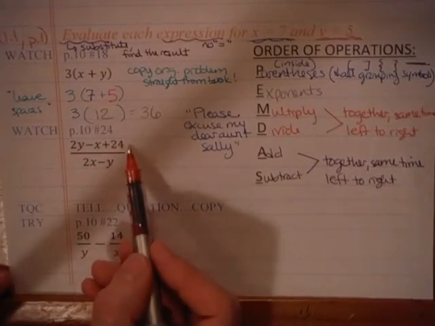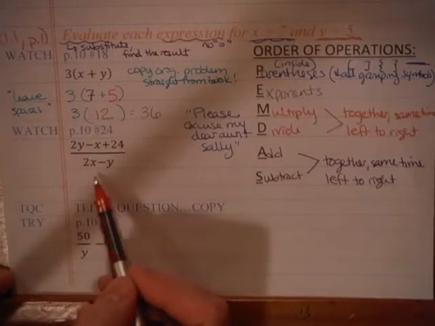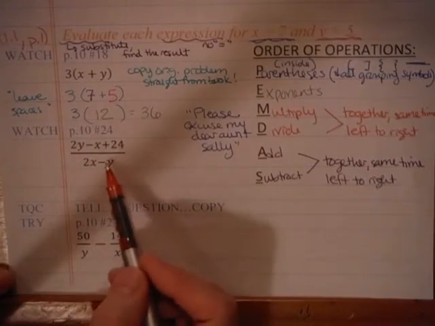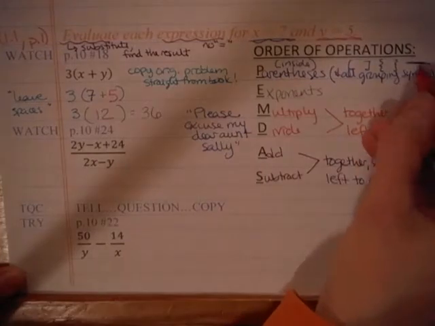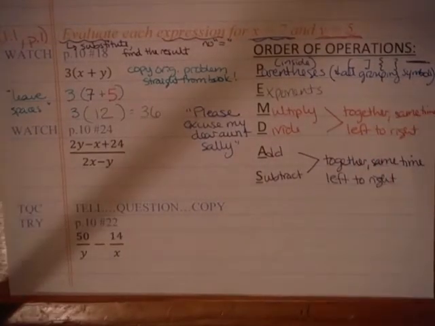2y minus x plus 24, the whole thing over 2x minus y. It's essentially a big fraction. This fraction bar is going to be working as a grouping symbol here.